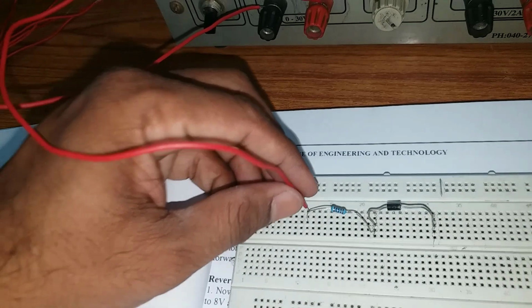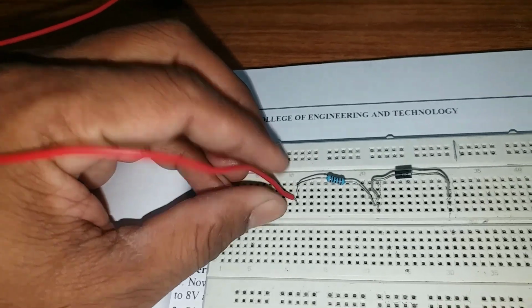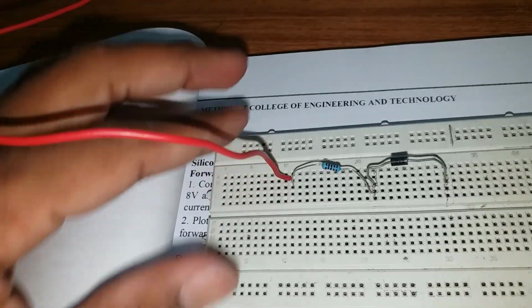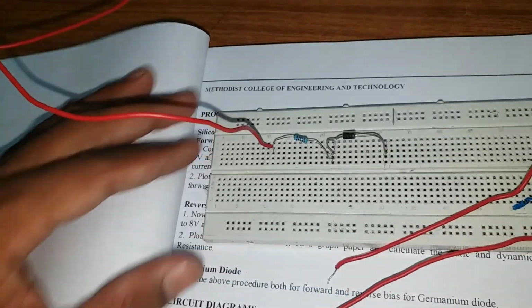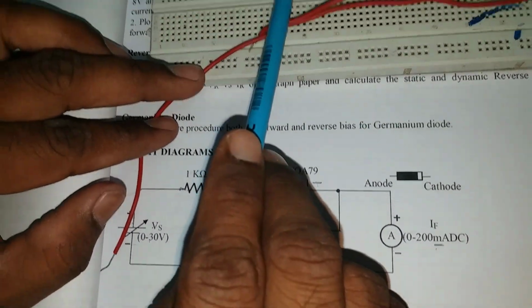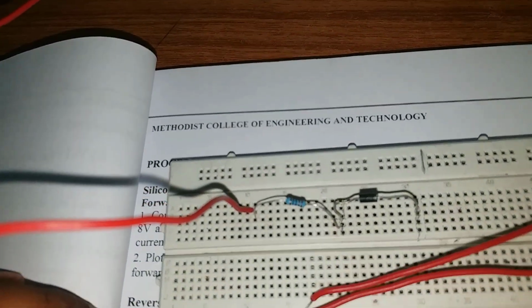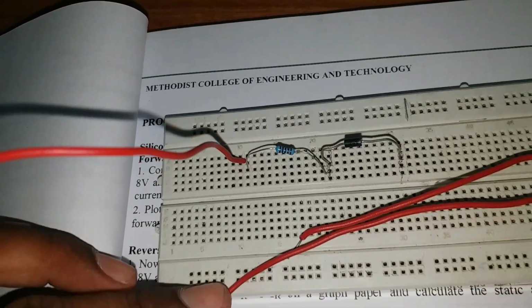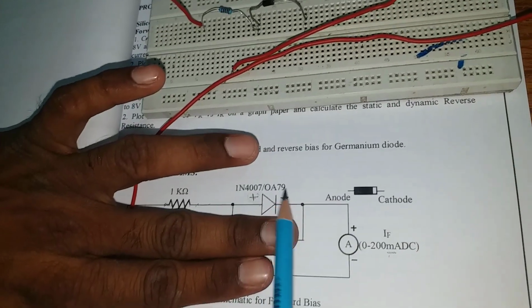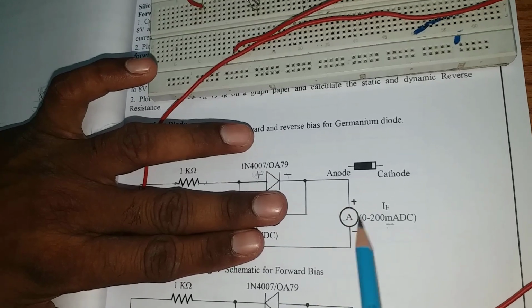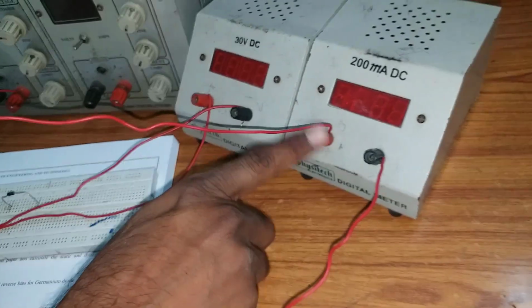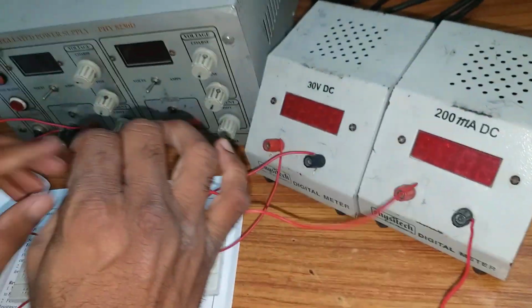Same vertical line you need to keep. Same vertical line, it's over. Then the next one, this resistor's other end is going to the diode positive, it's already connected, I connected it at the start. After that, diode negative is going to the ammeter positive. So just leave this part. On the milliammeter, the positive here is the red one. So this milliammeter positive is connected to the diode negative.